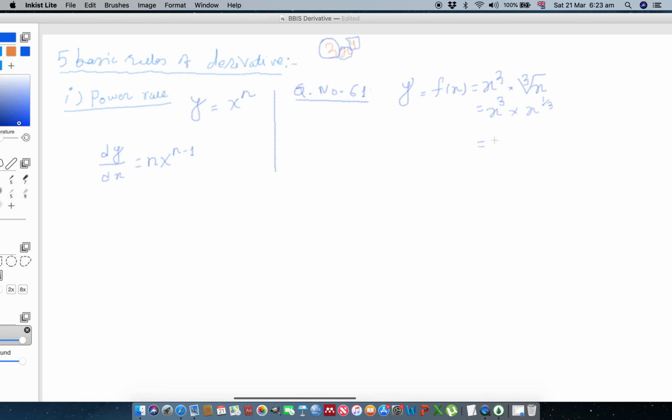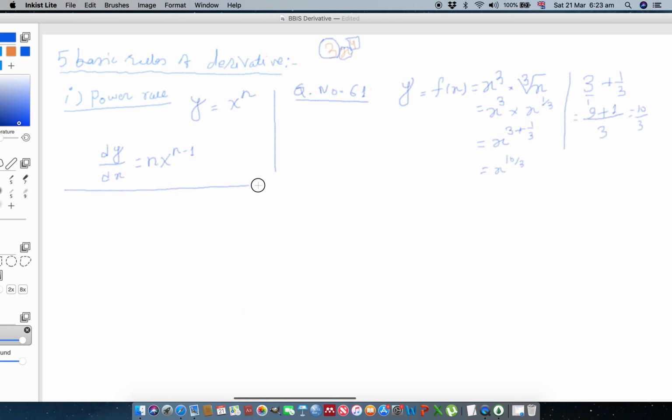x to the power 3 plus 1 over 3. In rough work, 3 plus 1 over 3: 3 divided by this 1, the quotient is 3, 3 times 3 is 9, 9 plus 1 over 3 is equal to 10 over 3. So we can say here x to the power 10 over 3.